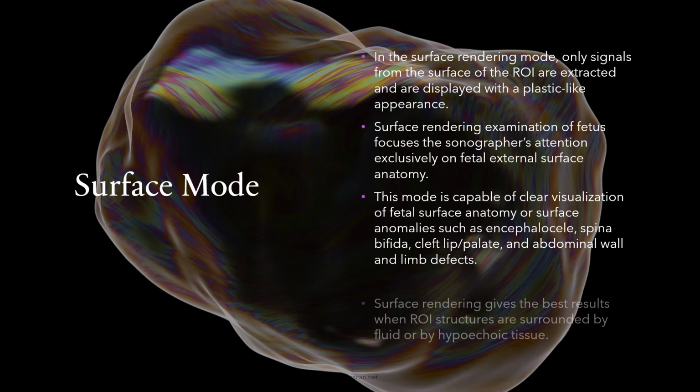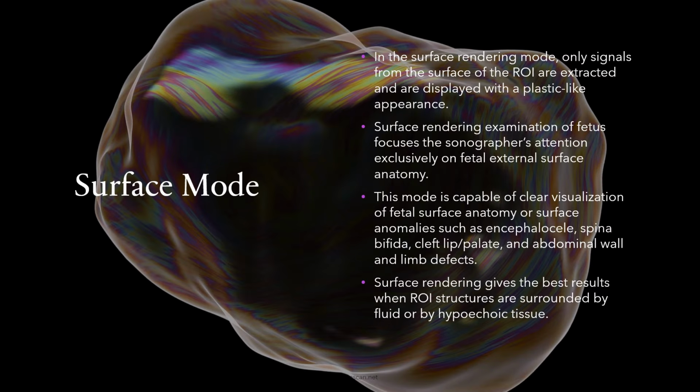Surface rendering provides optimal results when the anatomical structures of interest are surrounded by fluid or hypoechoic tissue. This enhances the contrast between the surface anatomy and the surrounding areas, making the outer features more visible and distinct. In fetal imaging, this is particularly useful as the fetus is typically surrounded by amniotic fluid, providing a clear delineation of the surface anatomy. By using surface rendering, clinicians can obtain a high-quality visualization of the fetal external anatomy, allowing for the detection of surface anomalies and providing critical information for diagnosis and treatment planning.